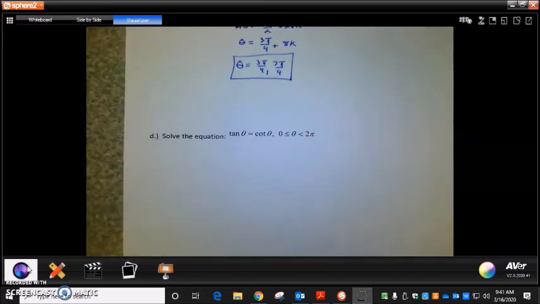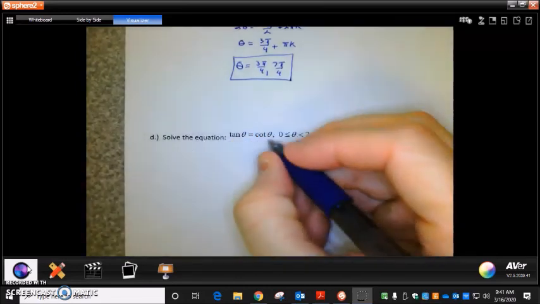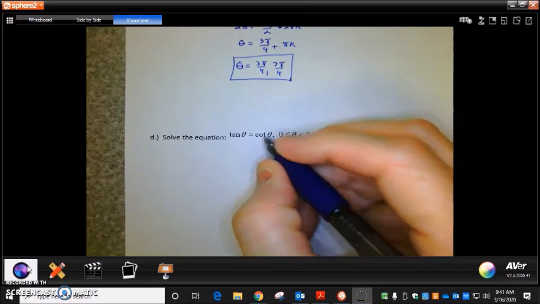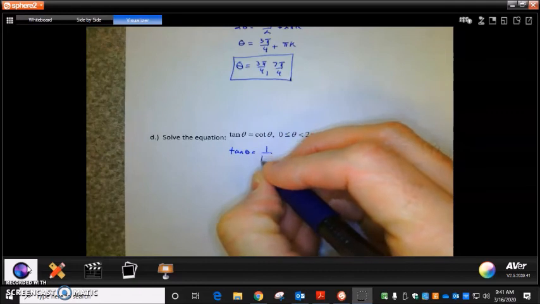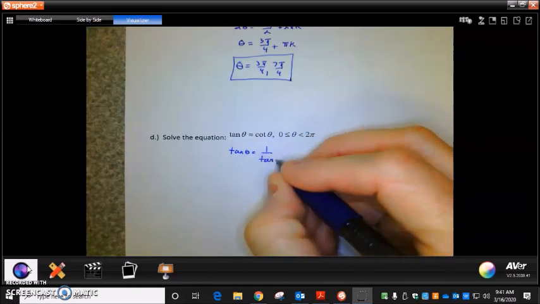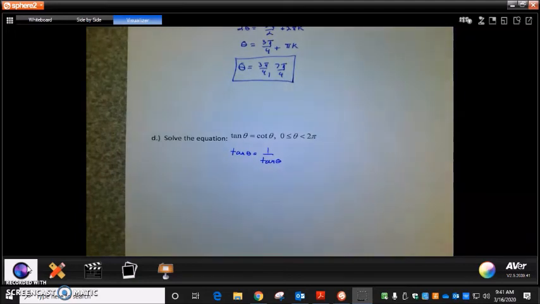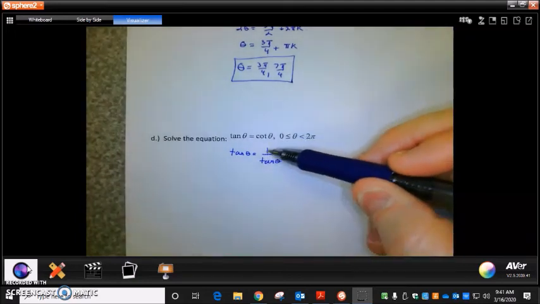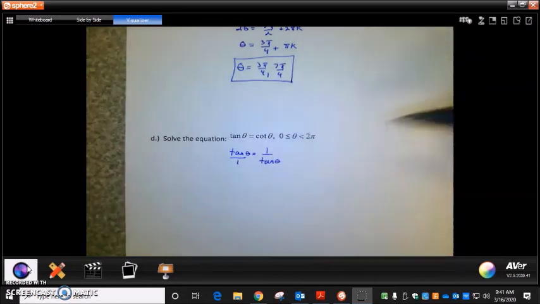Now, for this one, I've got a tangent and I've got a cotangent. Now, I've got two different variables. Tangent and cotangent are related, though. I actually can rewrite cotangent in terms of tangent so that everything's the same. I can just rewrite cotangent as its reciprocal, and now I can solve this problem. So what am I going to do? I've got a proportion. I've got tangent over 1 equals 1 over tangent.